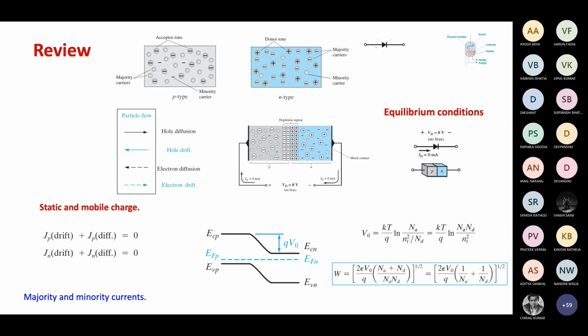Sir, when we apply an external electric field and electrons flow from N to P, will we call that drift current, or will it be only diffusion current? Diffusion current. Electrons flow from N to P. It means that electrons are not flowing just because of the electric field that is applied externally.